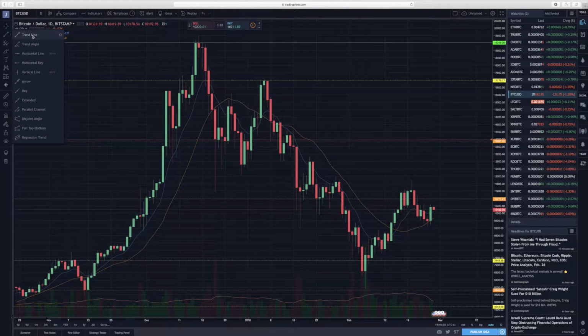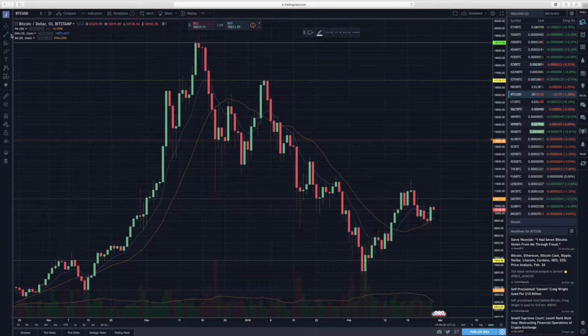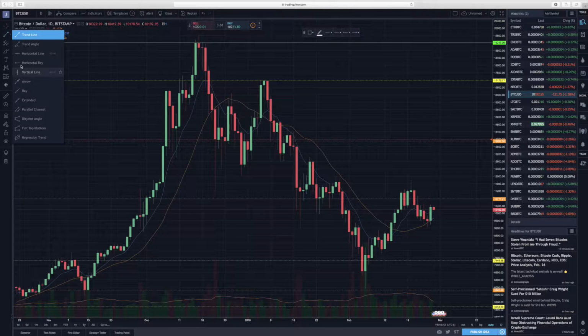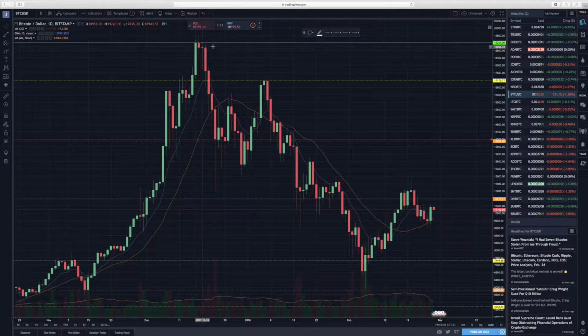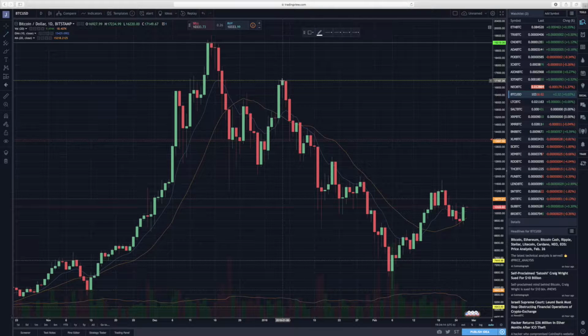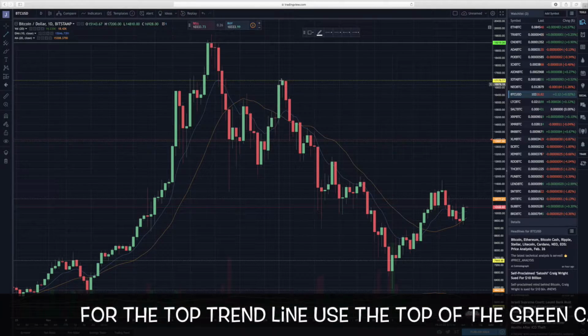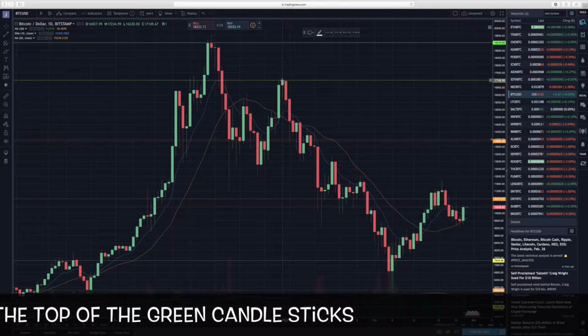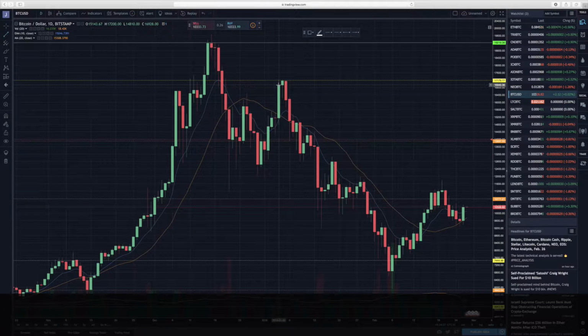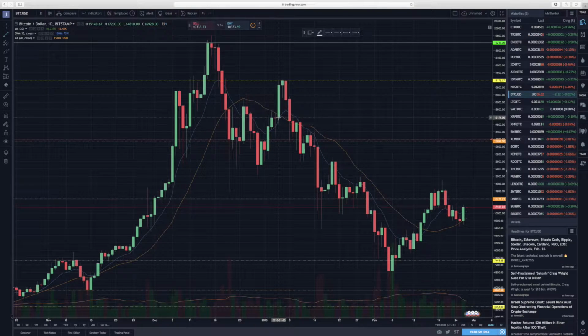But to start drawing a trend line, you click the trend line tab right here. You get this drop down menu, click trend line. Now when starting with trend lines, I like to start with the top trend line. And when you're dealing with the top trend line, you want to go by the tops of the green candlesticks. The reason being is because that's where the market closes for the green candlesticks. If you remember the candlestick video, green candlesticks open down low, the price increases, close up top. So you want to go with the top of the green candlestick when dealing with the top trend line.